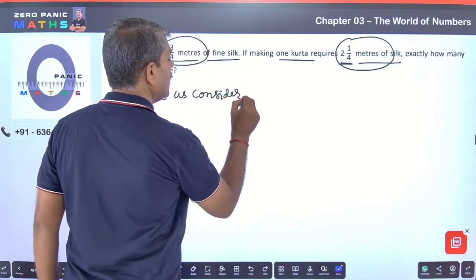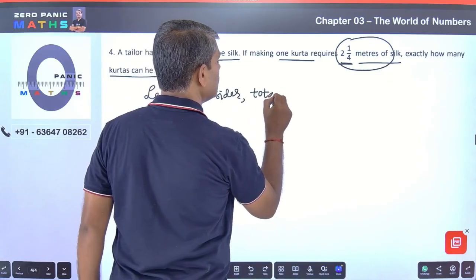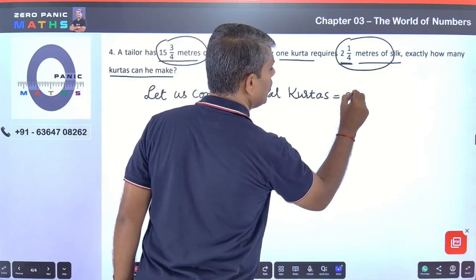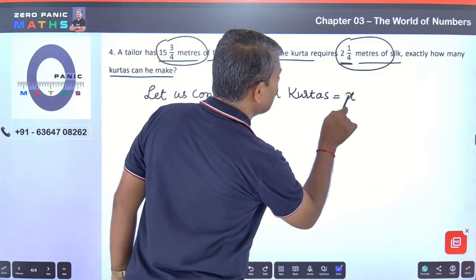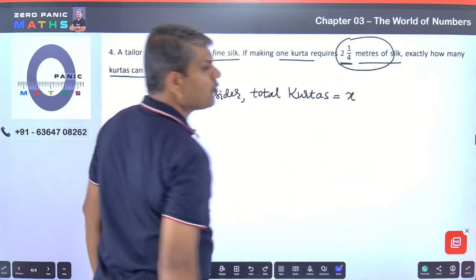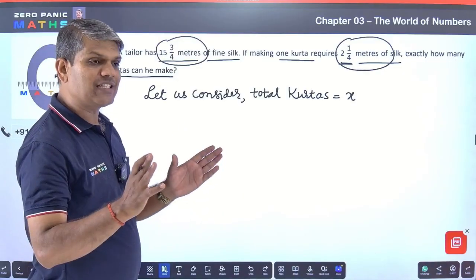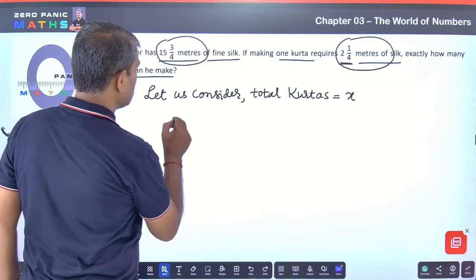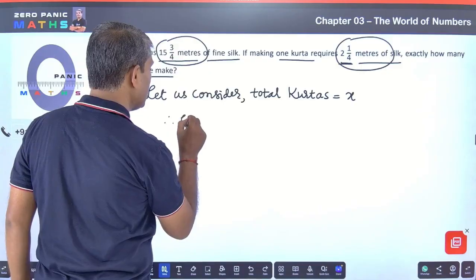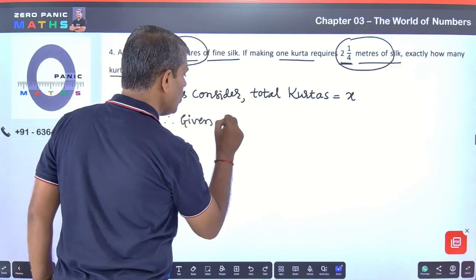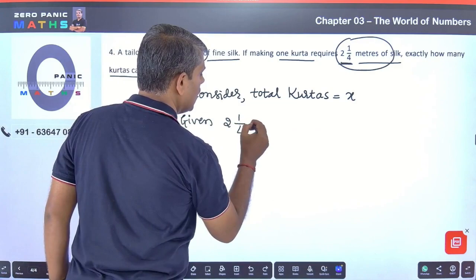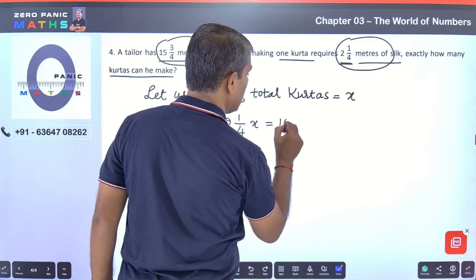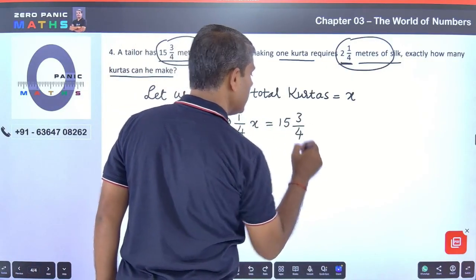Let us consider the total number of kurtas to be x. Now if you multiply x by 2 and 1 by 4, it gives me the total silk required to make x kurtas, right? So what is given? Given is 2 and 1 by 4 of x is equal to the total silk available.